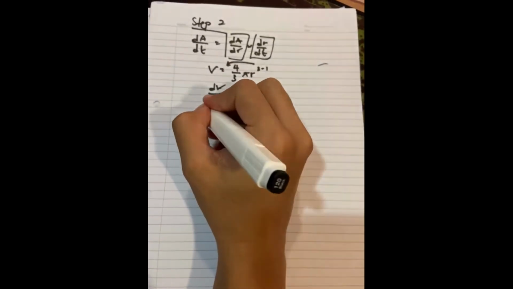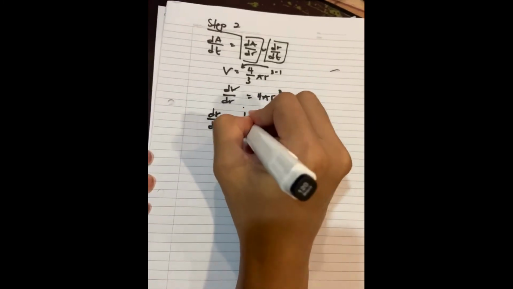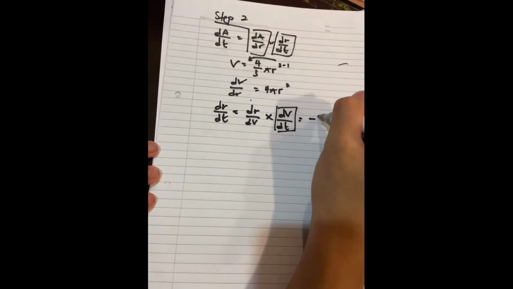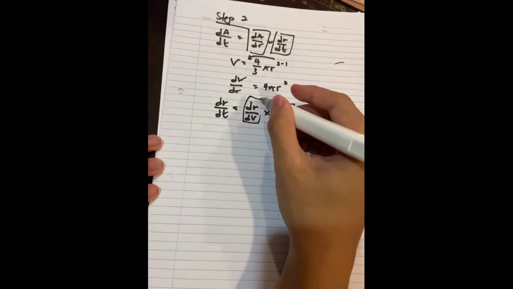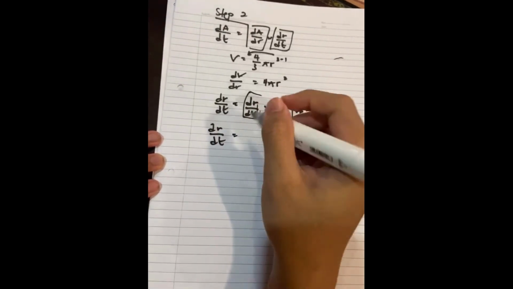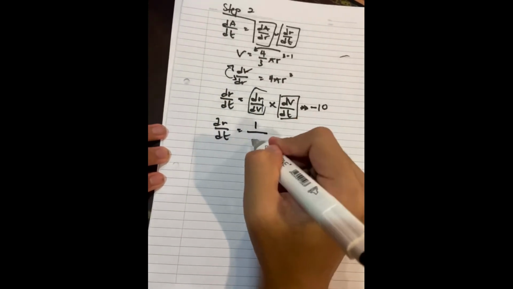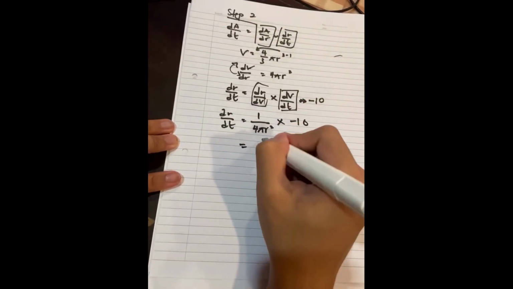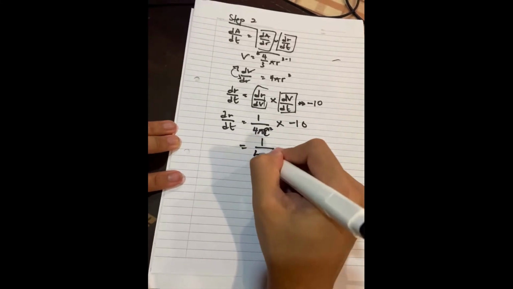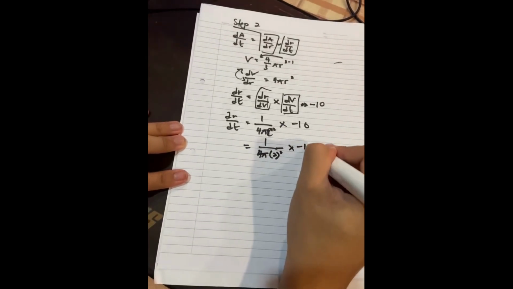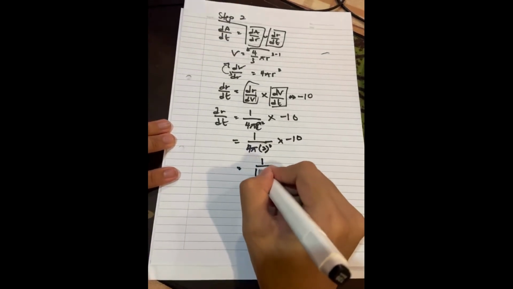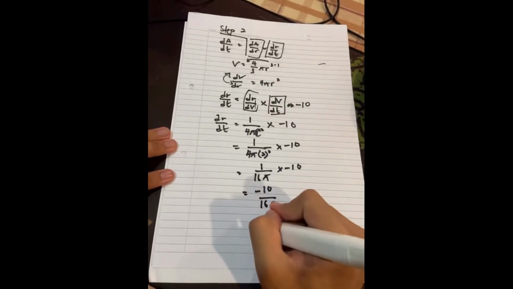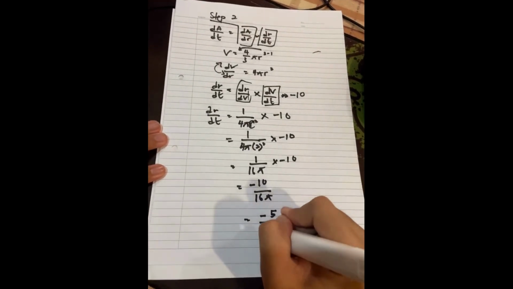So the chain rule for dr/dt is dr/dt equals dr/dV times dV/dt. We have the information dV/dt, which is negative 10, and dr/dV we just rearrange to 1 over 4πr² times negative 10. We can put the value of r, which is 2. So 4π times 2 squared, times negative 10, then we get 1 over 16π times negative 10. We get negative 10 over 16π, and then we can simplify it to negative 5 over 8π.